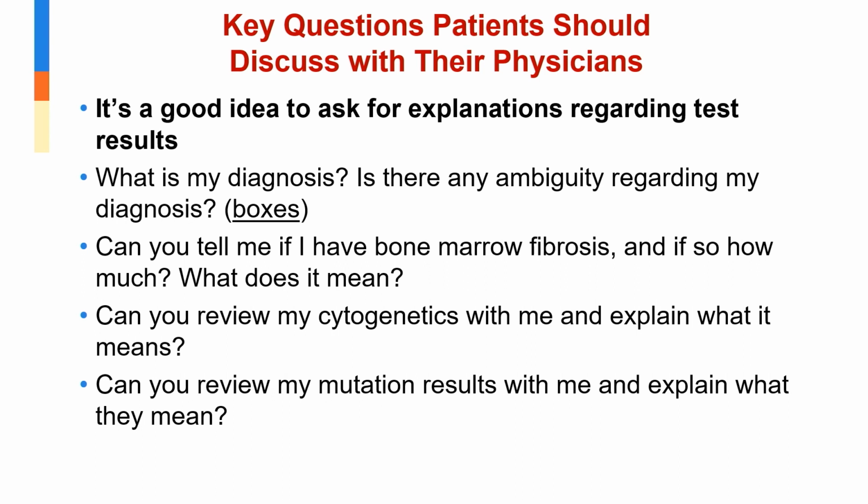Second, can you tell me if I have bone marrow fibrosis and how much and what does that mean? It's different in different contexts, but you should ask about that particular issue. Can you review my cytogenetics with me and explain what it means? The karyotype. Have they done it? What does it mean? What are the findings? And finally, can you review my mutation results with me and explain what they mean? So I think these are some of the key things that it's important to ask your doctor about.